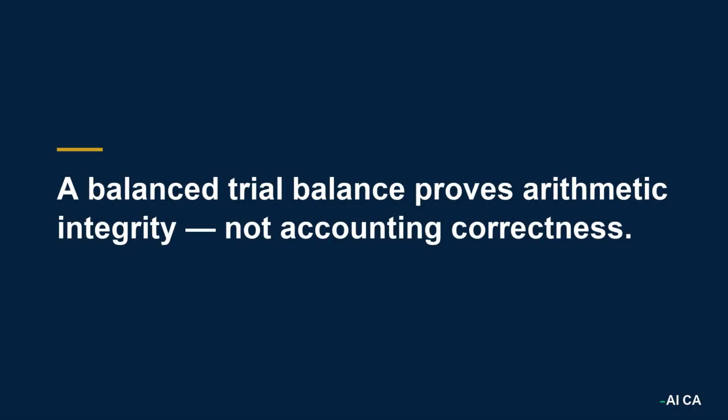Stage 4 is the unadjusted trial balance. You extract every ledger balance and confirm that total debits equal total credits. This catches arithmetic and posting errors, but it does not catch everything. A debit posted to the wrong expense account will still balance. So the trial balance is a necessary but not sufficient control. Its real value is that it gives you a clean starting point for adjustments.